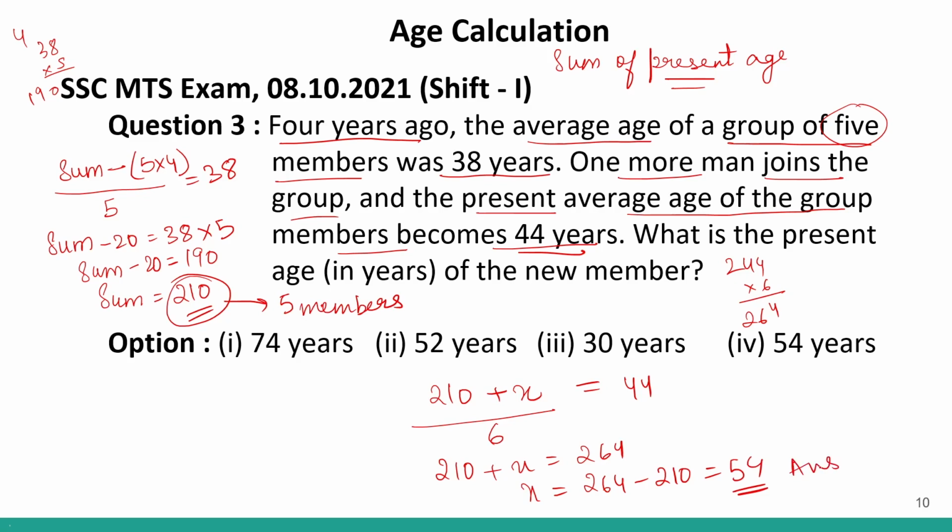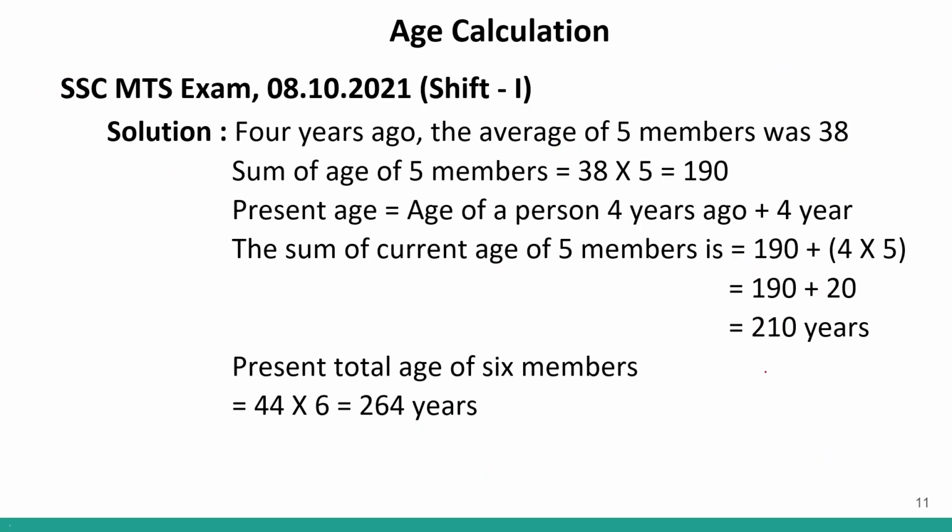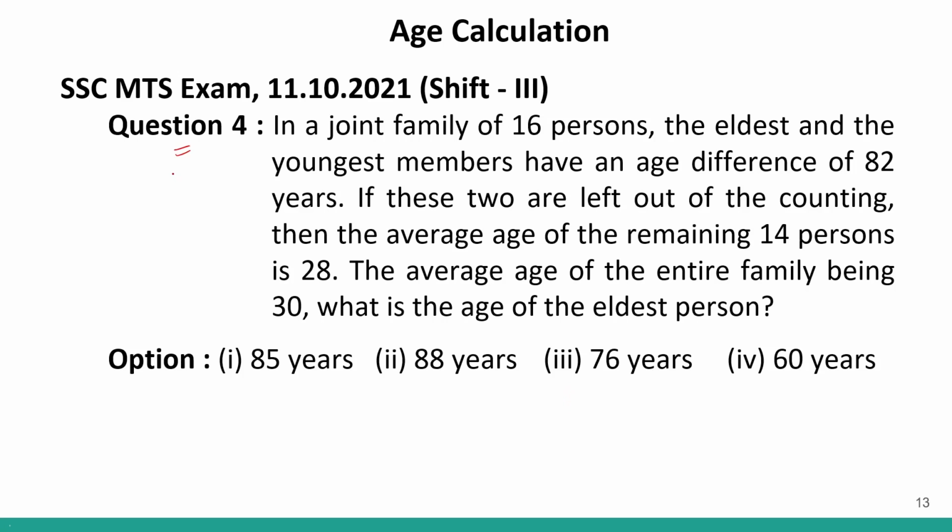So, the person that is being added to the group, the one man that joins the group, is aged 54 years, which is given in option number 4. Clear? So, here you can see the solution. Question number 4.